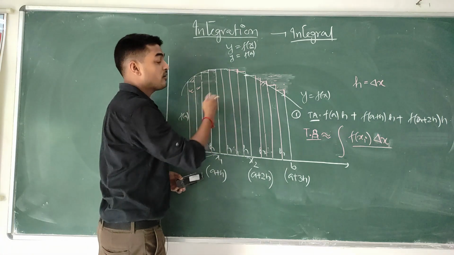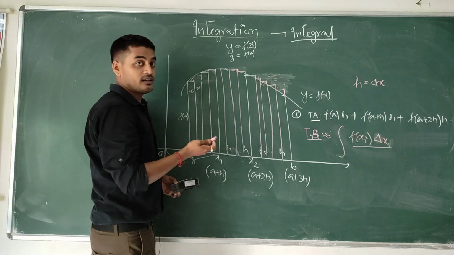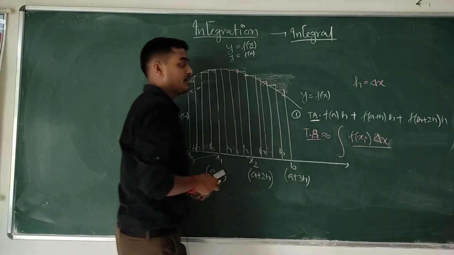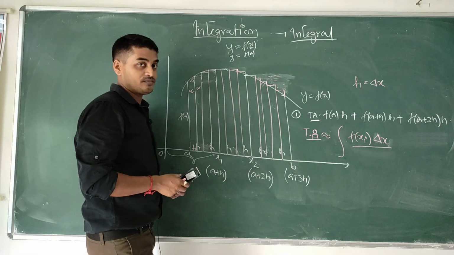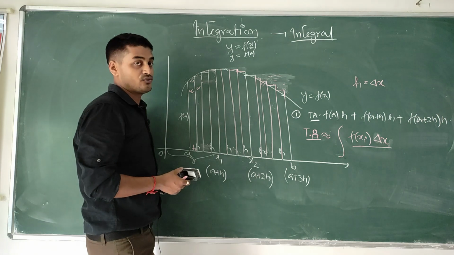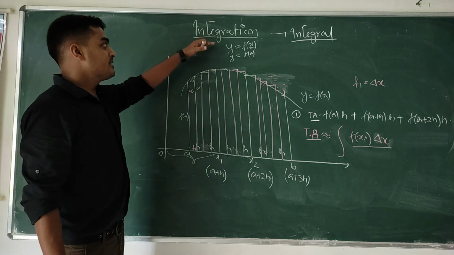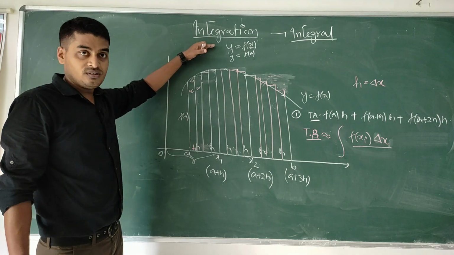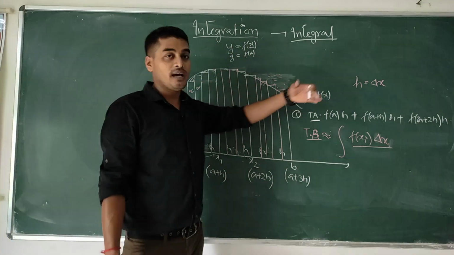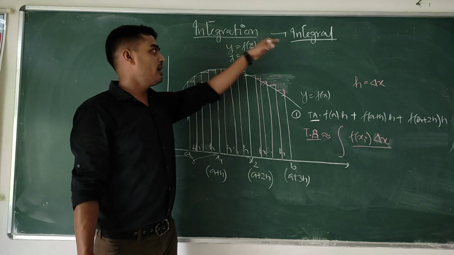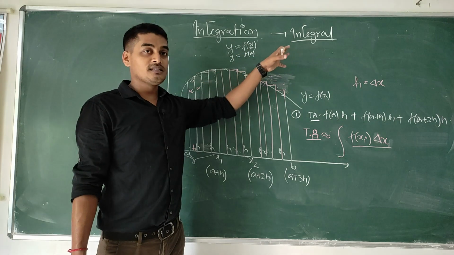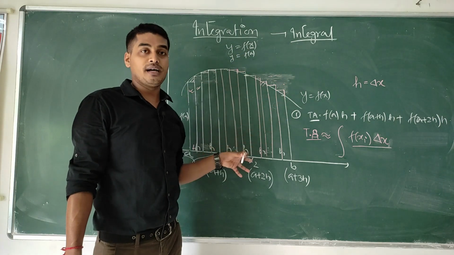That means you will get the nearest to accurate area, and this is represented by integration of f of xi delta x. The summation sign is replaced by the integral sign. Correct. So this is the basic idea about integration. Integration is the inverse process of differentiation. After differentiation we get the derivative. After integration we get the integral. So the geometrical meaning is finding the area bounded by any curve.